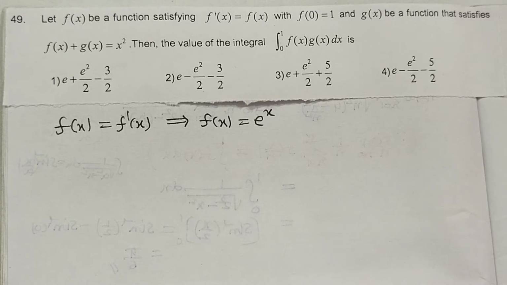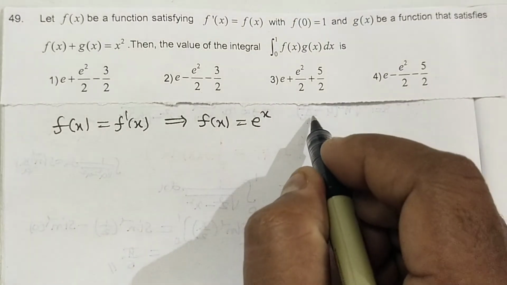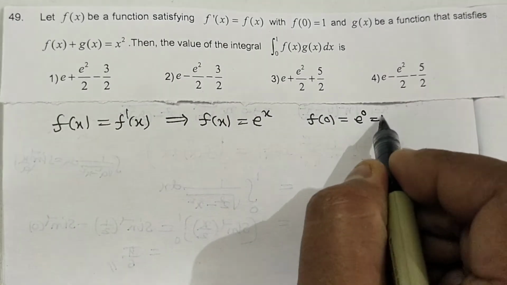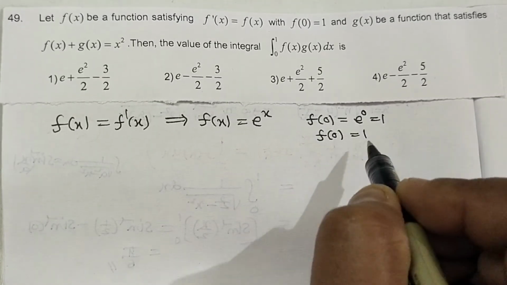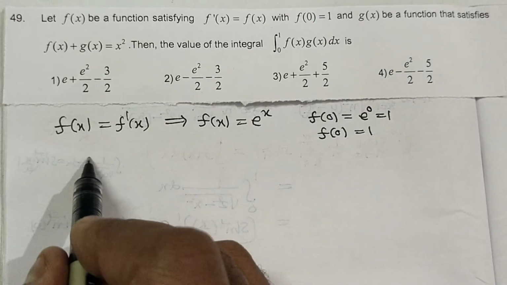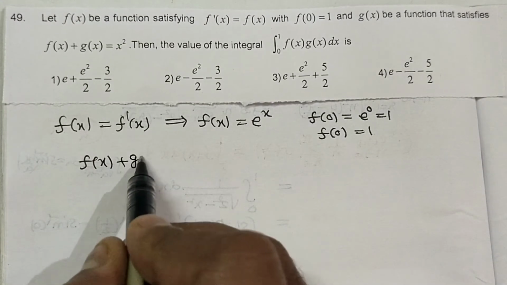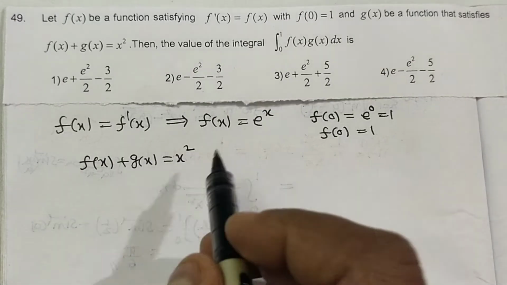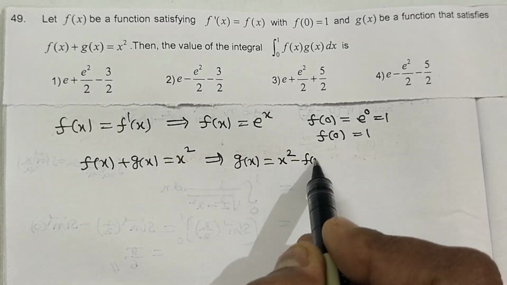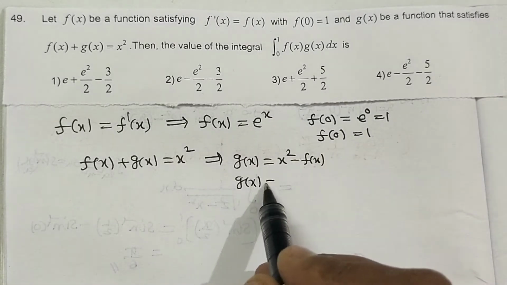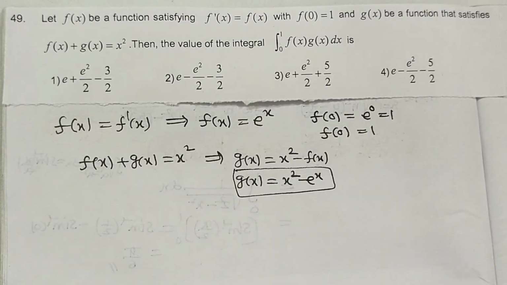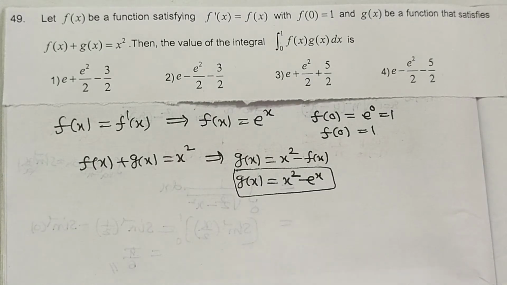After that, the condition f of 0 equal to 1. So calculate the f of 0 value: wherever x is there, replace it with 0. E power 0 is equal to 1. So the f of 0 value is also 1. Now g of x is a function that satisfies f of x plus g of x is equal to x square. That implies g of x is equal to x square minus f of x. So g of x is equal to x square minus e power x. We got the g of x value. Now come to the question.